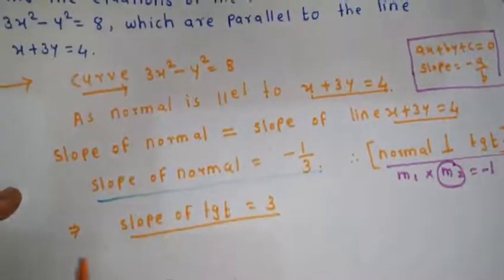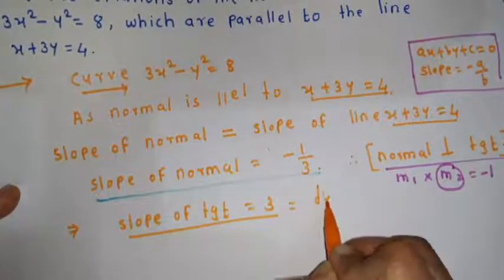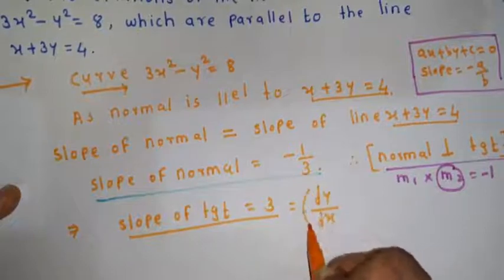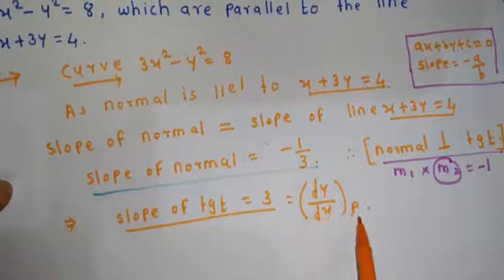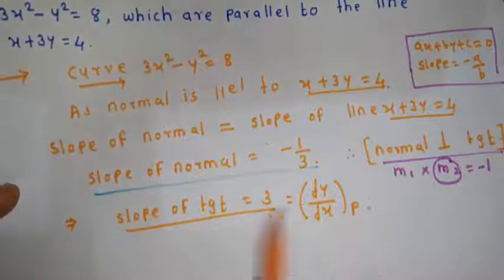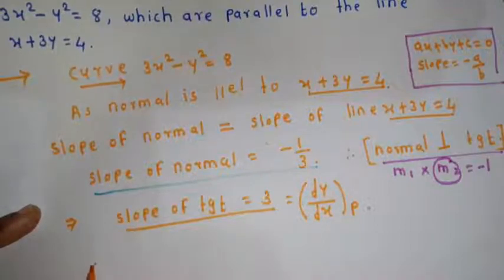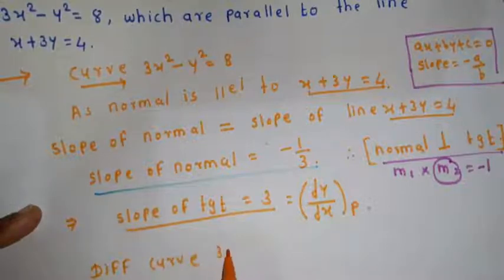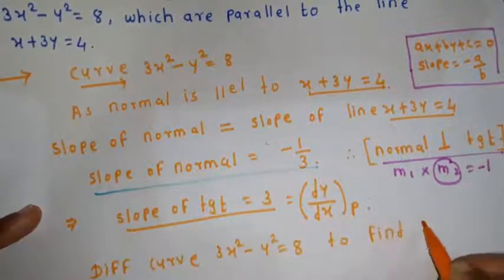Now from slope of tangent equal to 3, you know that the slope of tangent is nothing but dy by dx at the point P. From the given curve, find dy by dx. So differentiate the curve 3x square minus y square equal to 8 to find dy by dx.